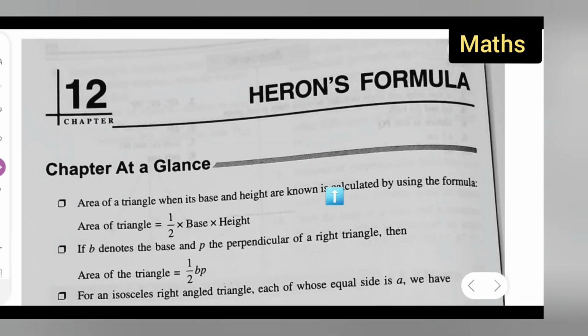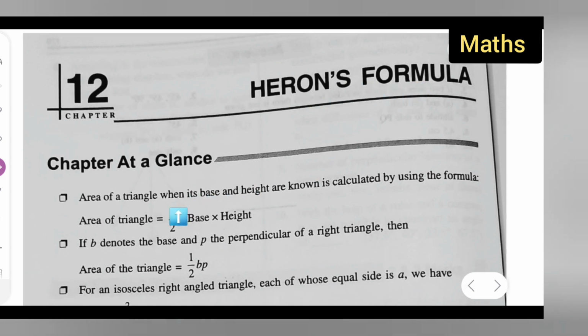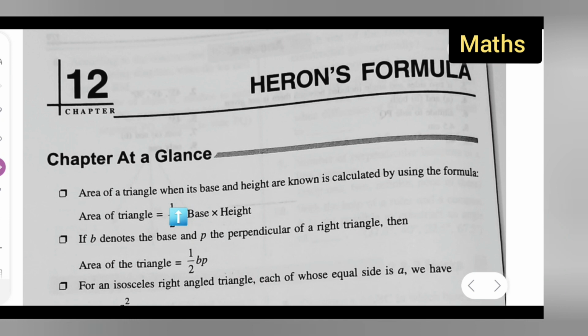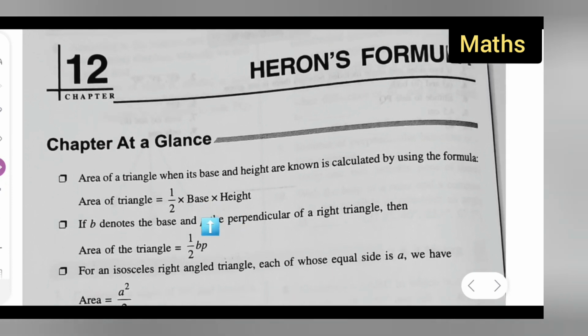So let me start with the introduction part first. Heron's formula, you all can take down. Then write down some information about it. For example, first point: area of a triangle when its base and height are known is calculated by using the formula: area of triangle is equal to half into base into height.